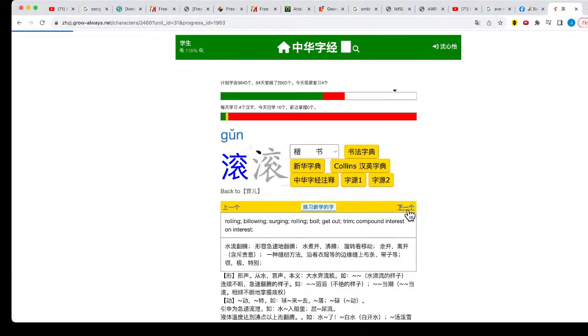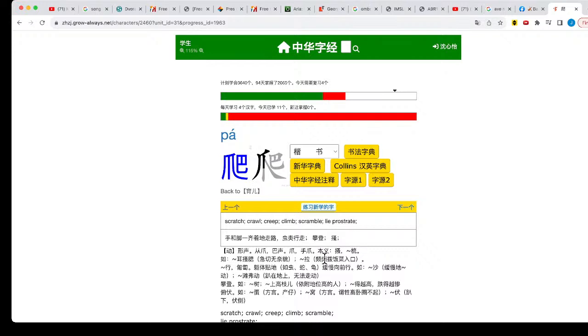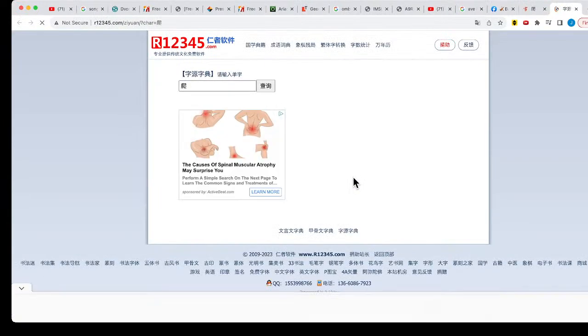Next one, 爬. 爬 means crawling, scratching, crawling, climbing. Climb a tree, climb a mountain, climb a cliff, all called 爬. And it also means to lie prostrate. That also means 爬. Okay, so let's take a look at this character.